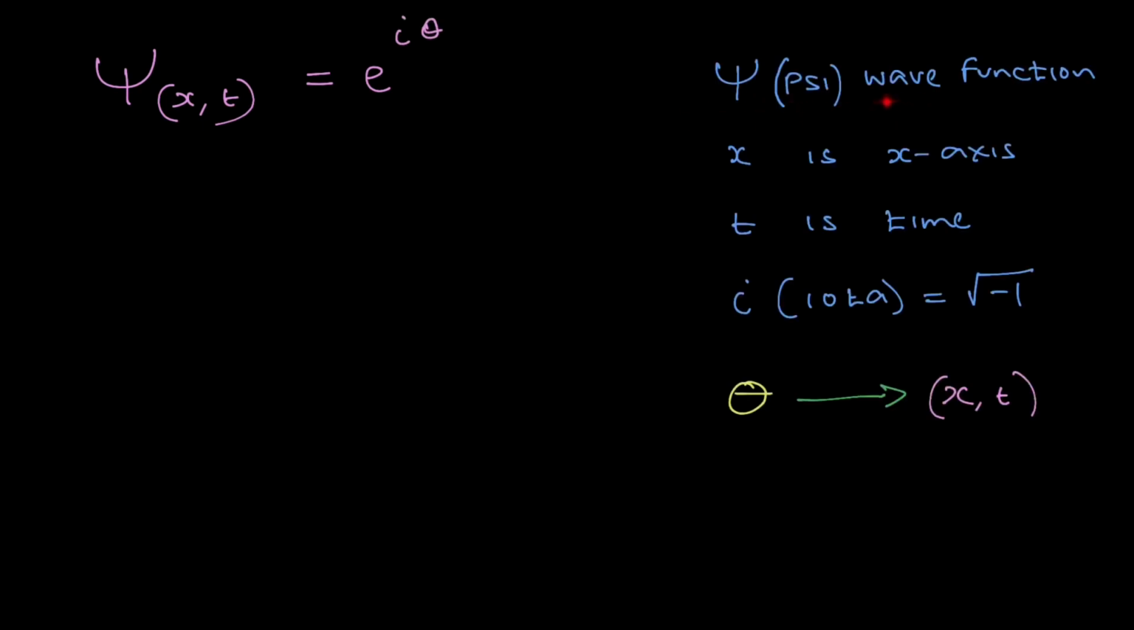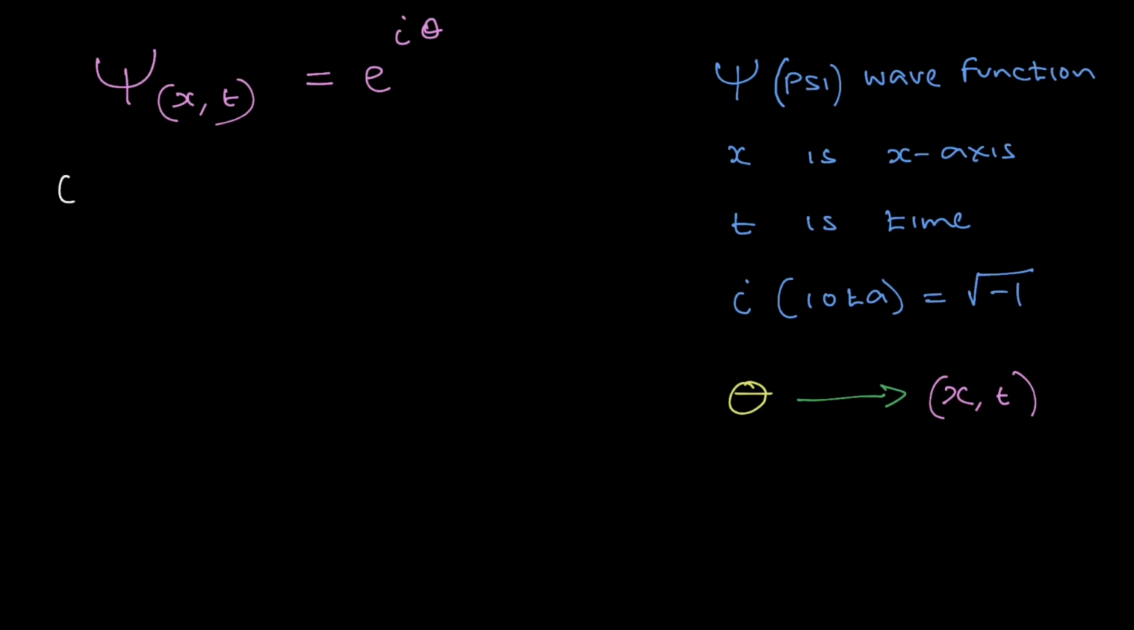The wave equation of a particle in one dimension is psi(x,t) equals e to the power i times the angular displacement. Psi is the wave function of the particle motion, x is the x-axis, t is the time, and i is the iota, a Greek letter, which equals the root of -1. So what we're trying to do is to convert the angular displacement into a function of x and t.